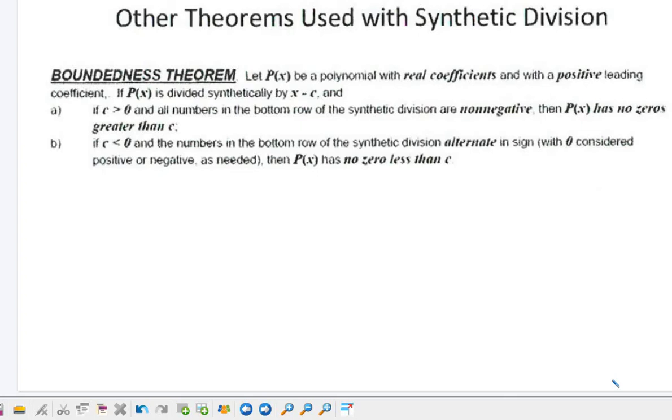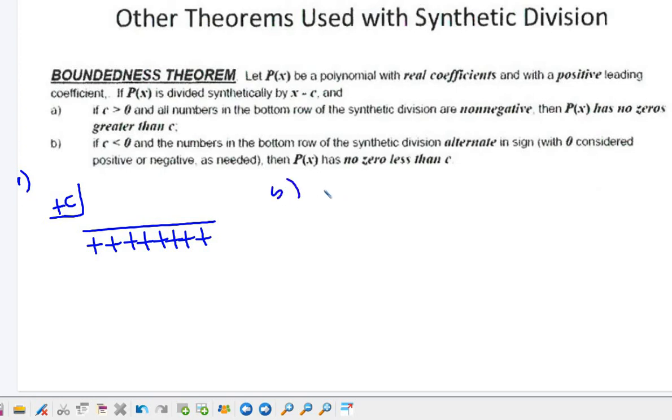Let P of x be a polynomial with real coefficients and with a positive leading coefficient. If P of x is divided synthetically by x minus c, if c is greater than 0 and all numbers in the bottom row of the synthetic division are non-negative, so when you put a positive c in the box and all of these numbers down here are positive, then this is an upper bound. It means that there's no numbers larger than c that can be a 0. Okay, so this is A.